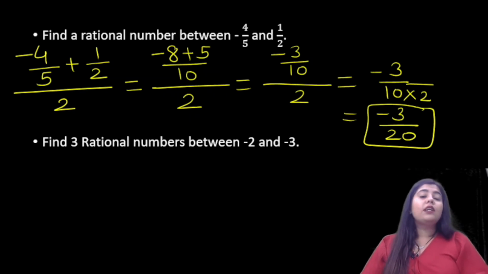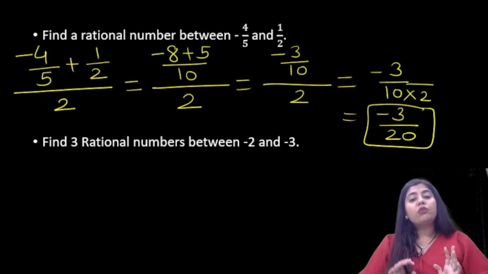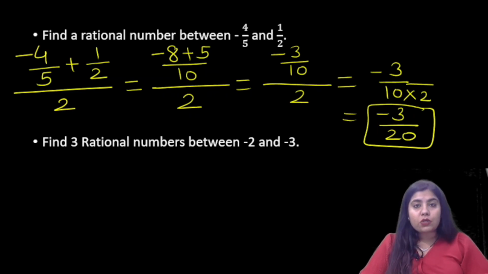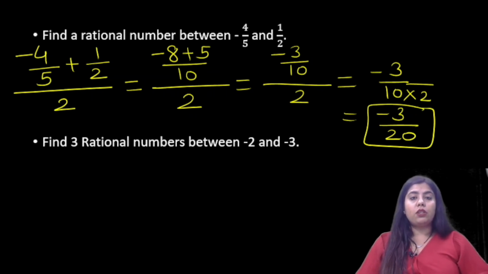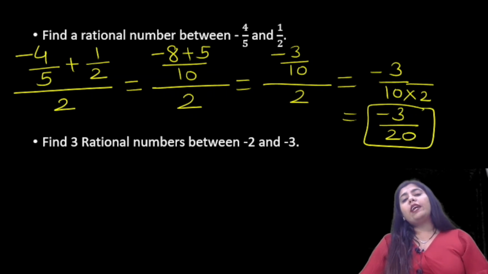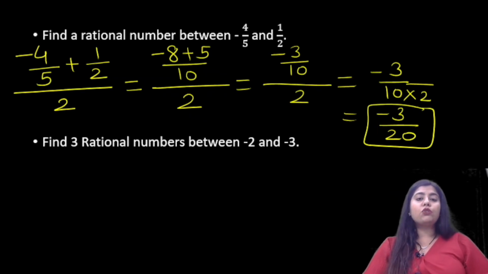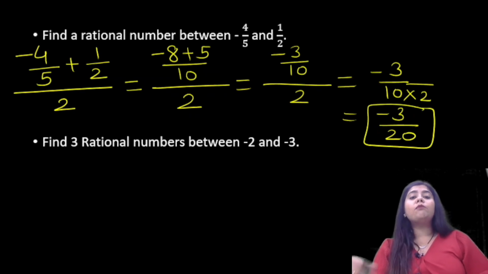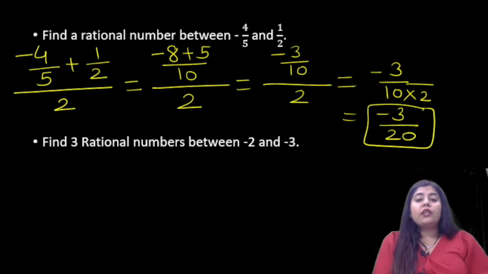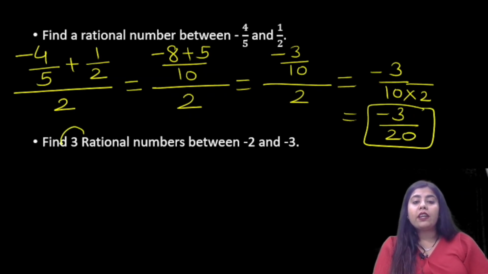If you see the next question, it says: find three rational numbers between -2 and -3. Here we have to find three rational numbers. Now to find more than one rational number, we are not going to use the average method, we will use another method. Now see what we have to do to find more than one rational number. Just see how many rational numbers you have to find. Here we have to find three rational numbers.